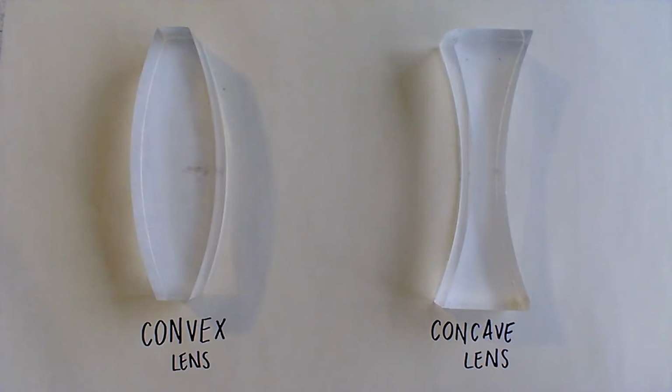Today we're going to experiment with lenses and how light acts when passed through different shapes of lenses. Lenses are typically made of glass or transparent perspex, just like the glass block that we looked at before. The two main types of lenses that we need to know about are convex lenses and concave lenses.